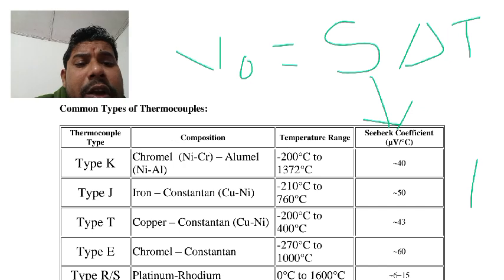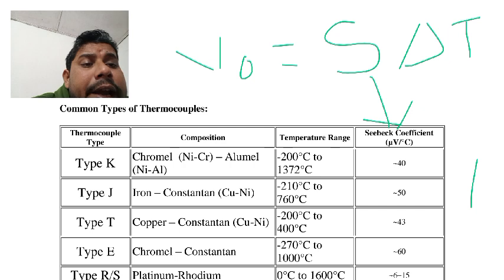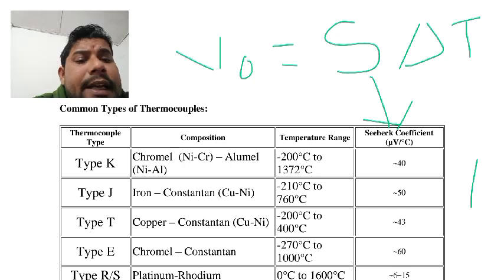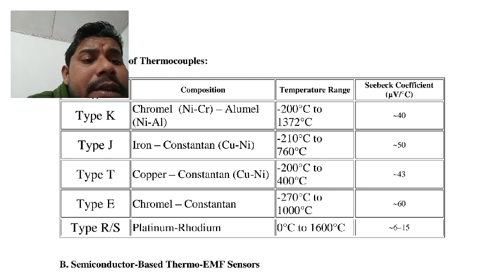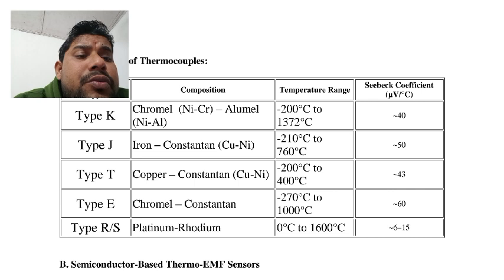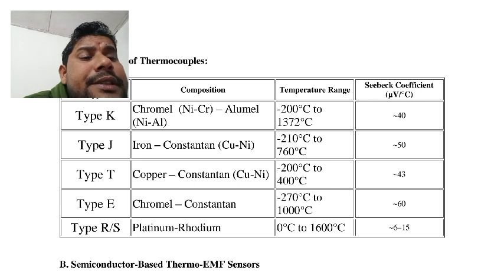Next is a chromel aluminum E type. This range is minus 207 to 1000. This is the highest sensitivity; the E type is high. Next is the platinum rhodium. Its highest temperature range is 0 to 1600. Its sensitivity is very low.